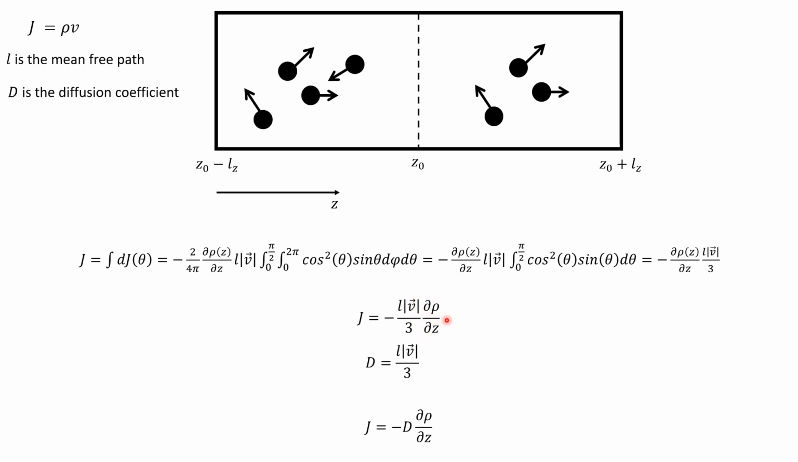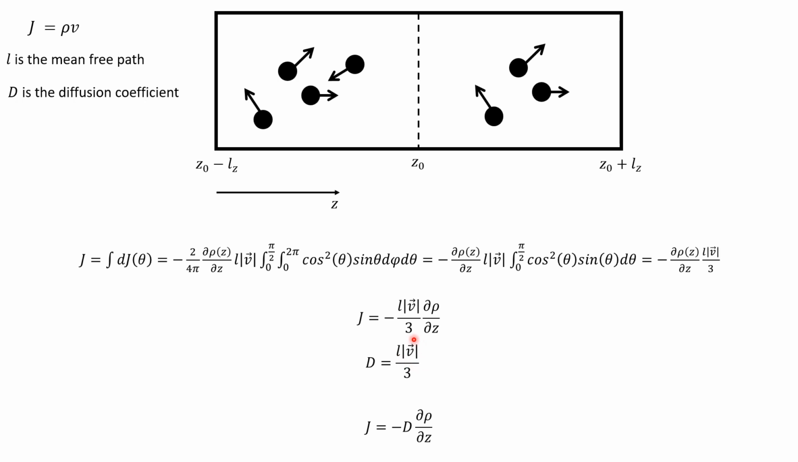And of course, if the concentration is uniform, then this derivative is 0, and there is no diffusion current. This term that multiplies the derivative is denoted the diffusion coefficient. In our model, it's given by the mean free path times the magnitude of the velocity divided by 3.